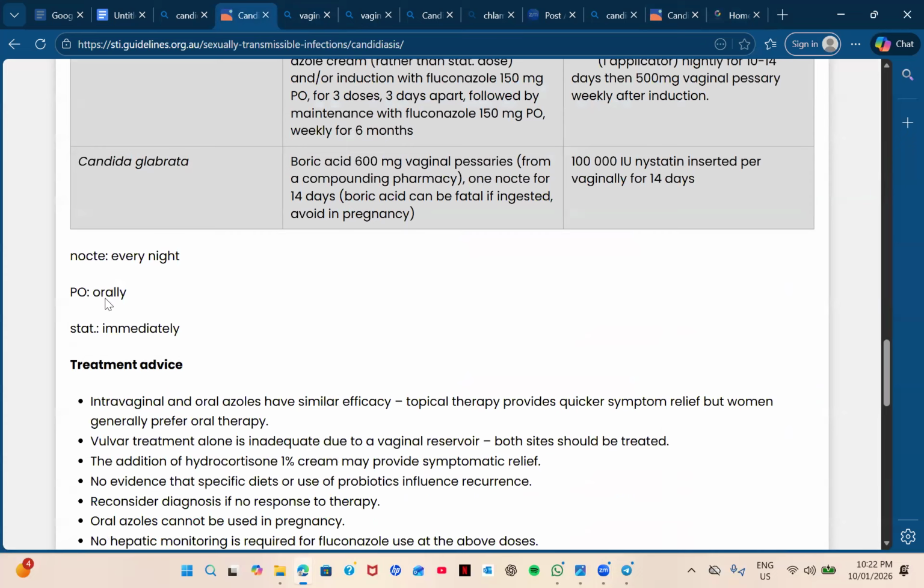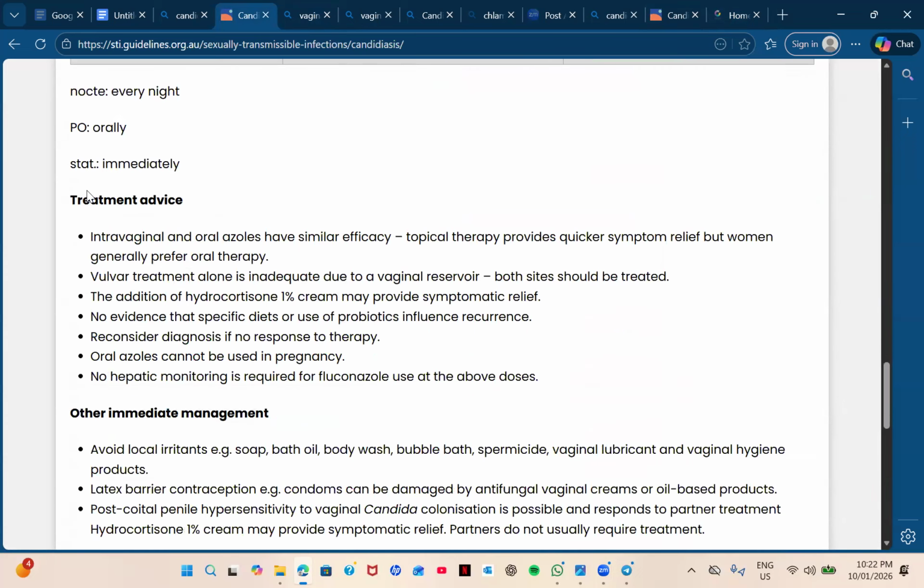Okay, treatment advice. Intravaginal and oral azoles have similar efficacy. Topical therapy provides quicker symptom relief, but women generally prefer oral therapy. Vulvar treatment alone is inadequate due to the vaginal reservoir. Both sites should be treated.